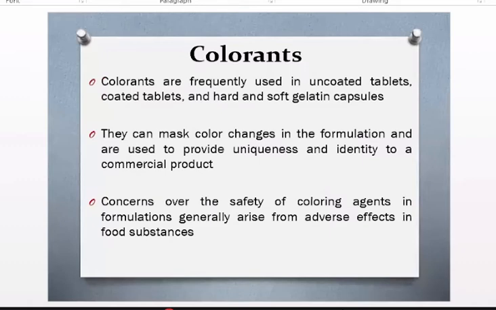Colorants, obviously, for the sake of identifying the product. If you want a product to have a unique color as its identity, you can add what we refer to as colorants. But we see that there's been a safety concern of coloring agents worldwide. And so in a number of countries, there's a restriction on the use of colorants.